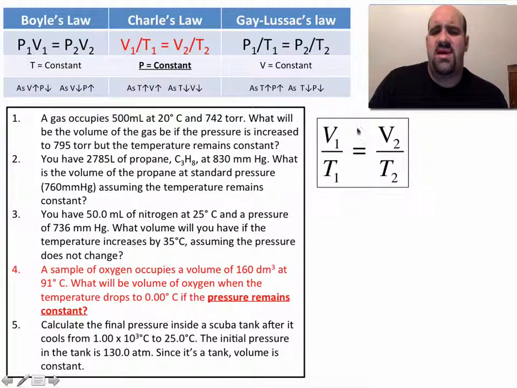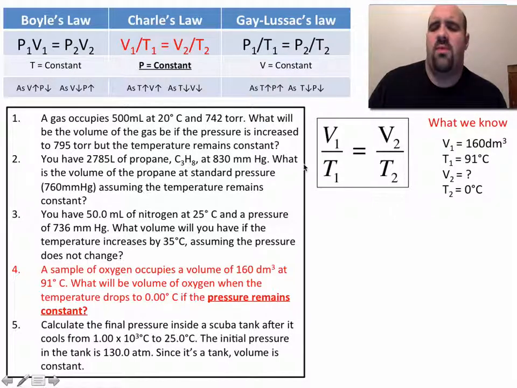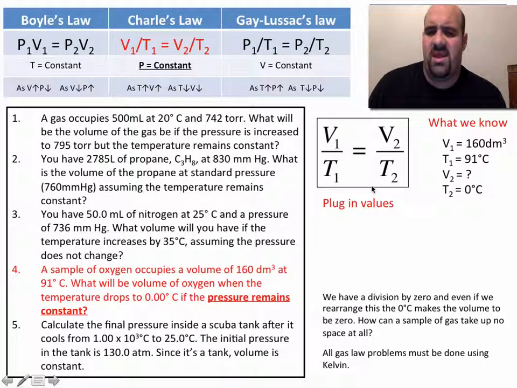So what do we know? Pressure is remaining constant, so we are using Charles's law, and we're using this formula again. And what do we know? Well, we know T2 is 0. What happens if we put a 0 in here? We get a division by 0.